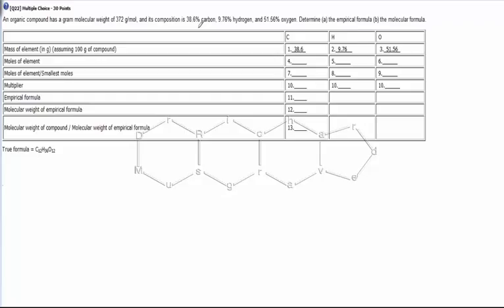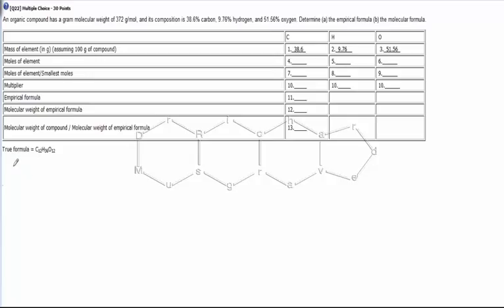which means that each of these percentages, 38.6% carbon means 38.6 grams of carbon, 9.76% hydrogen means 9.76 grams of hydrogen, 51.56% oxygen means 51.56 grams of oxygen.